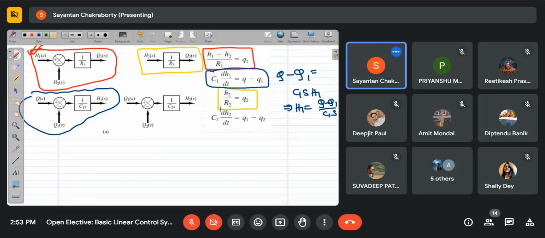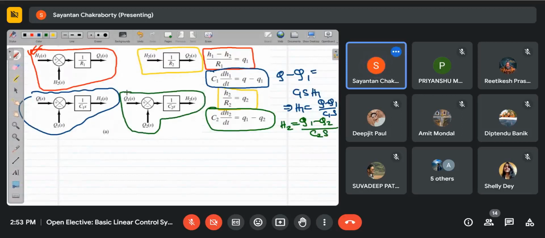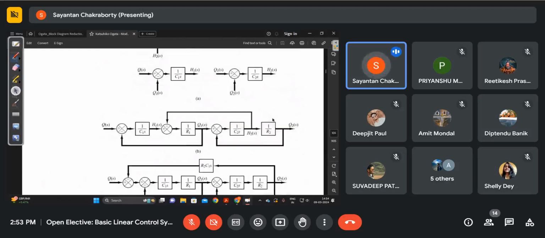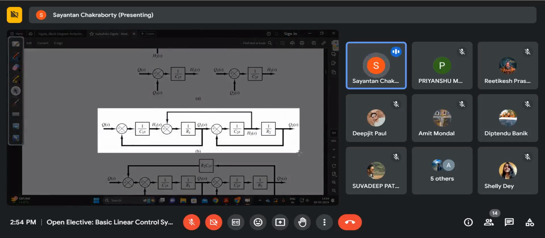Similarly, for this case, H2 will be (Q1 minus Q2) by C2s. Q1 minus Q2 by C2s is equal to H2. Now, if I combine all these four equations and four block diagrams and connect the right variables with their relevant input and output terminals, I get a block diagram like this.